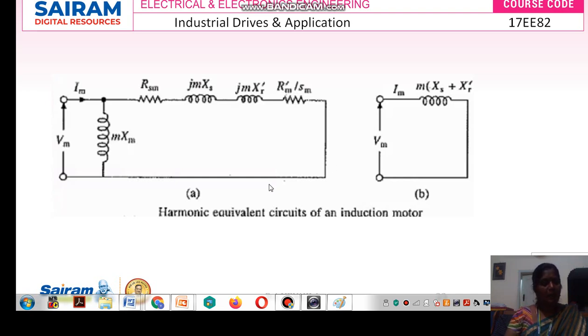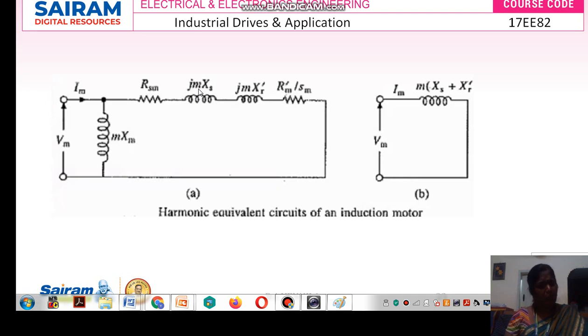Here each reactance will be increased by the factor m. Because of this factor m, the reactance will increase, and the resistance will also increase several times because of the skin effect. Because of the skin effect and this factor m, the reactance will increase, and the resistance will also be increased several times.